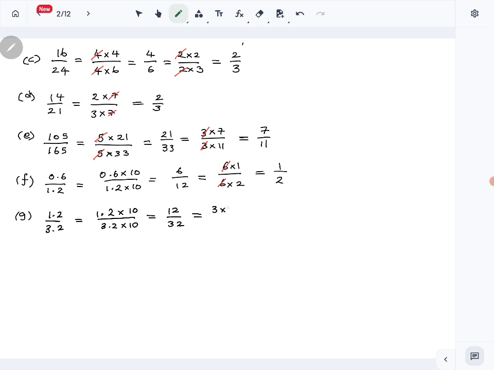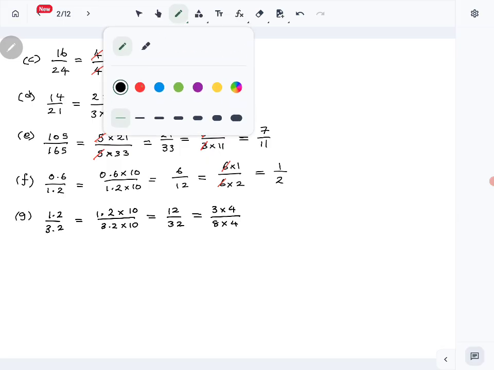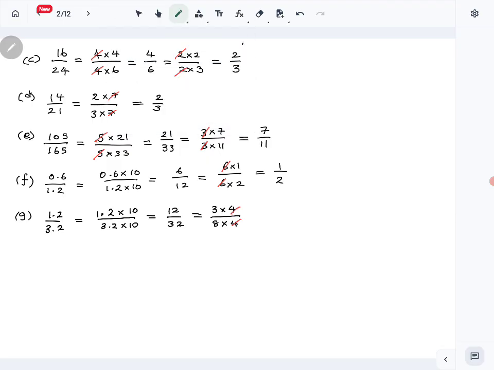3 times 4. 32 can be written as 8 times 4. Right. So then you can cancel 4. And we have the simplified form, which is what? 3 over 8.